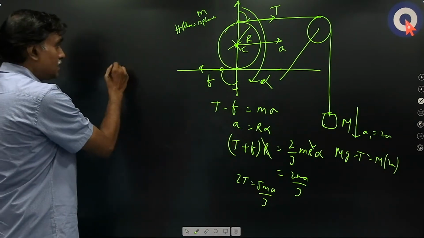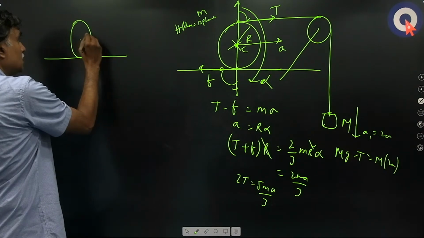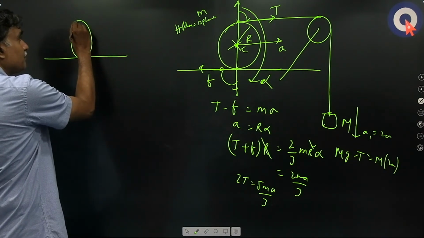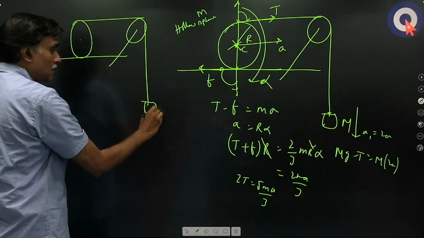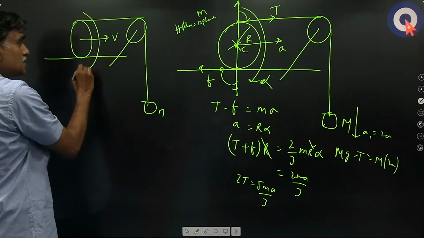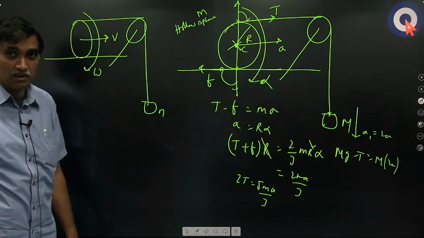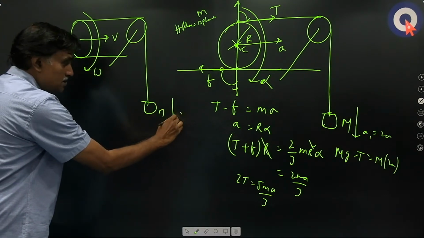These two as a system. Then it has moved by x. Then it has come down by 2x. At that instant, let us say its velocity is v and angular velocity is omega. But because it is rolling, v equal to r omega. And at that instant, what is its velocity? 2v.